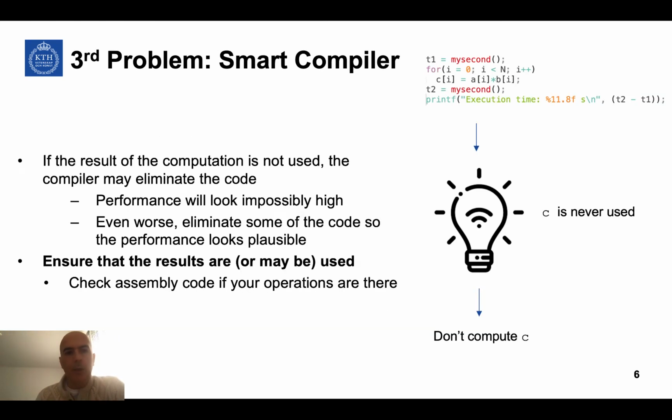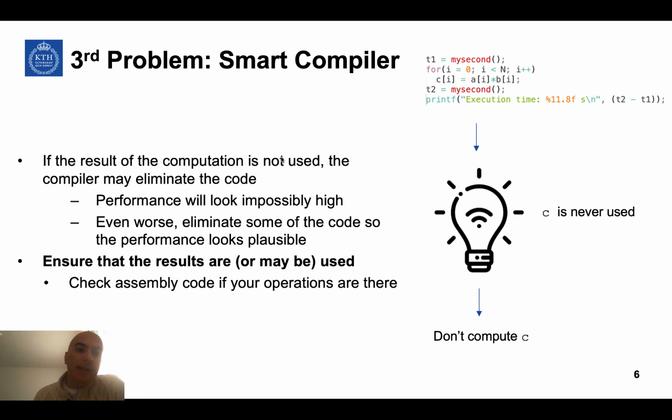A third problem we might have is that the compiler might actually be too smart. Why is that? Look at the example here. We have our kernel we're measuring, and we calculate the multiplication of A and B, and we store it in C. But the compiler might realize that C is never used after the measurement. So what it can do is actually eliminate this part of the code.